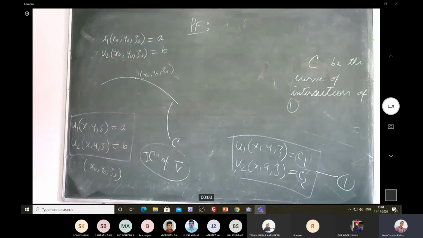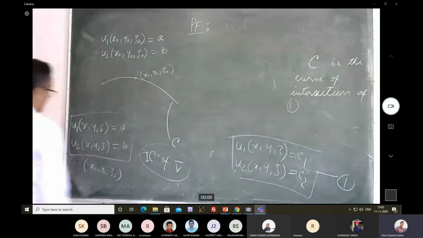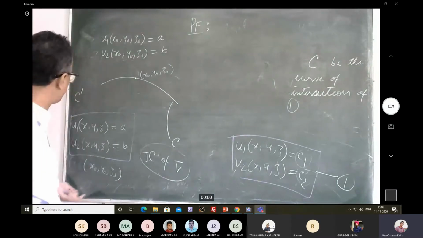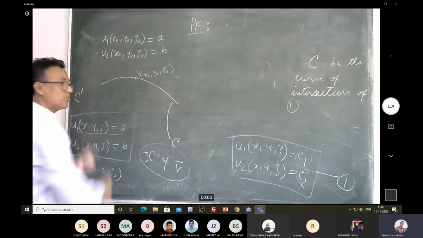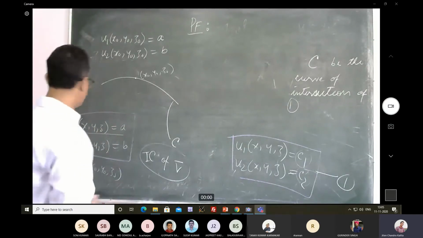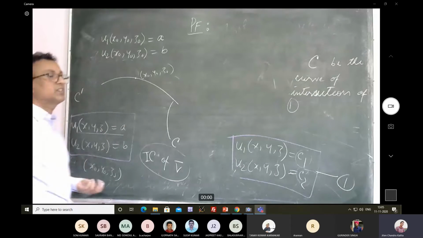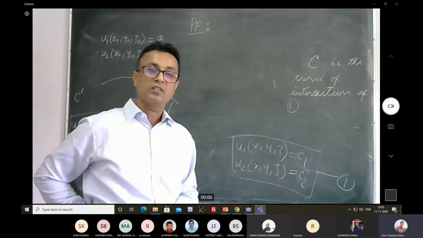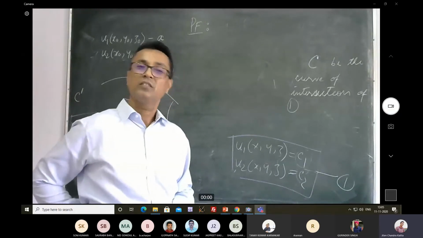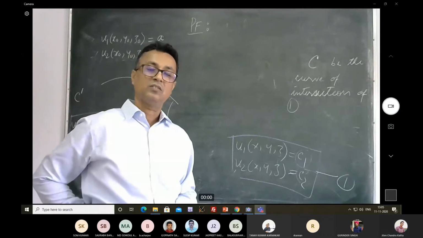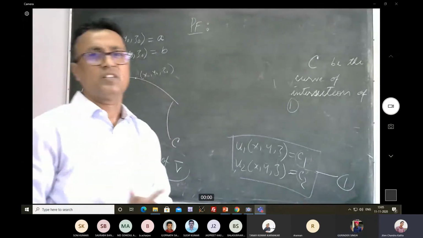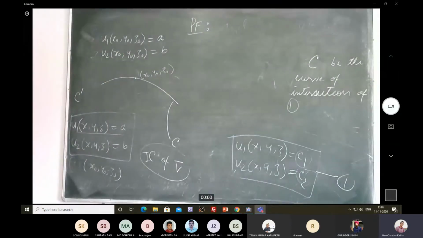So then what is going to happen? If C prime is the curve of intersection of the surfaces u1 equal to a and u2 equal to b, then we have already seen that C prime must be an integral curve of V. We have already seen this at the very beginning, right?